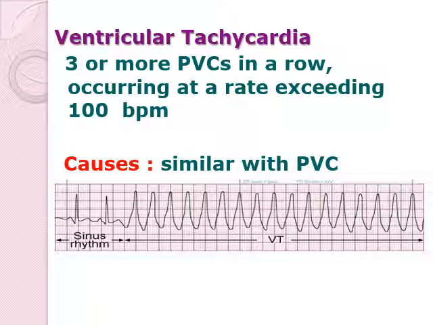The next ventricular dysrhythmia is ventricular tachycardia. It is characterized by 3 or more PVCs in a row occurring at a rate of 100 beats per minute. So try to recall the rate of 100 beats per minute. The causes are similar to PVC, but VTAC is considered more severe compared to PVC. Take note that VTAC is considered a shockable rhythm, meaning you can administer defibrillation to your patient with VTAC as long as the patient does not have a pulse. Pulseless VTAC is considered a shockable rhythm.